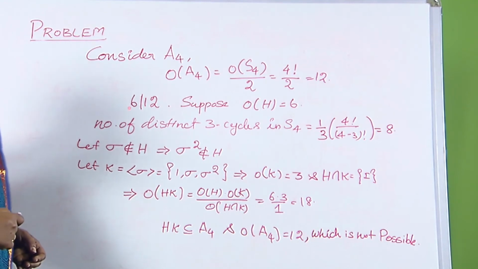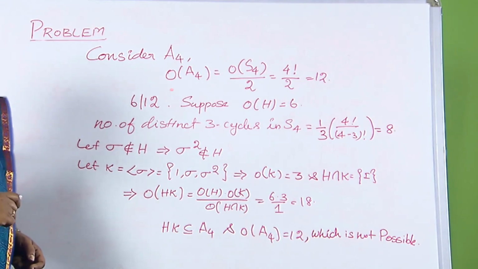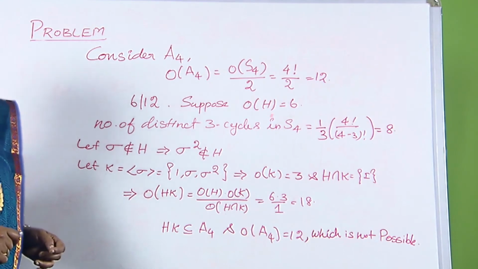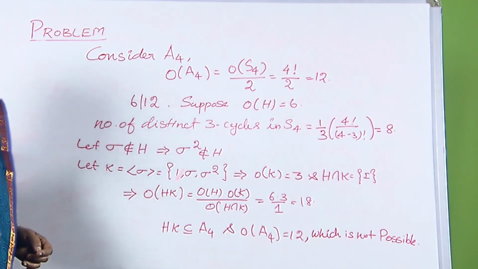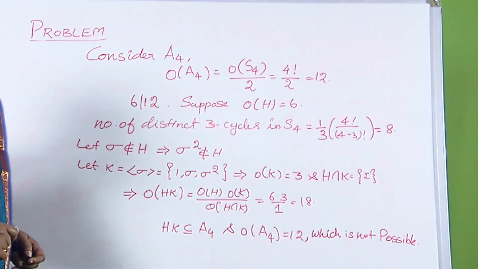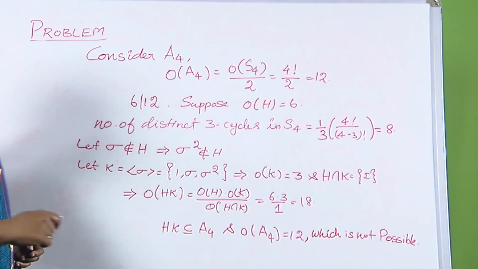We have a number 6 which divides 12, but we are going to check whether there is a subgroup of A4 which has the same order as 6. So let us assume it is so, and let us suppose that there is a subgroup H such that the order of H is equal to 6. Now there is a specific formula to find the 3 cycles in S4. So the number of distinct 3 cycles in S4 is 1 by 3 times 4 factorial by (4 minus 3) factorial, which is equal to 8.